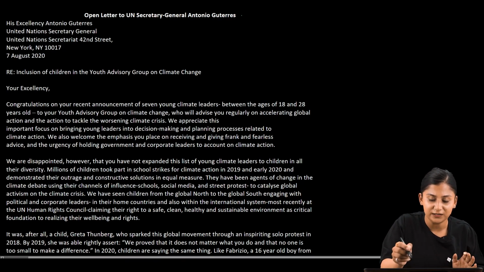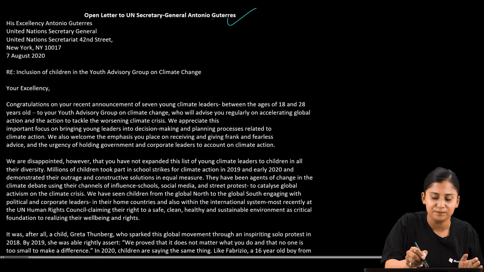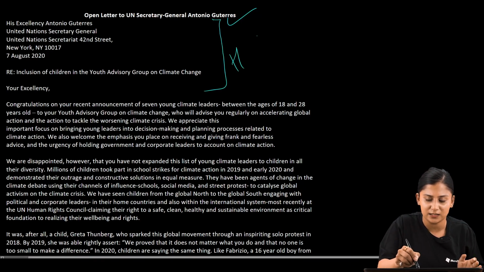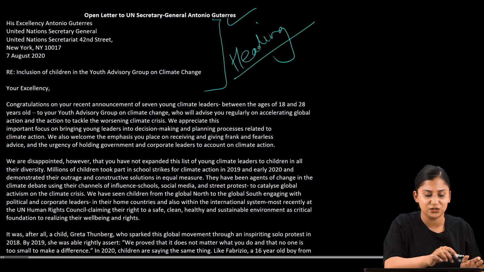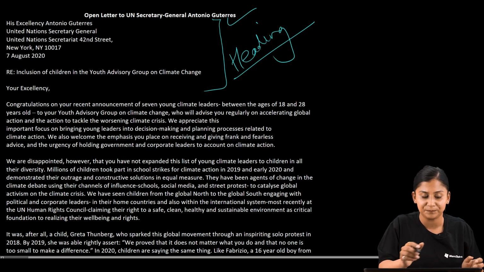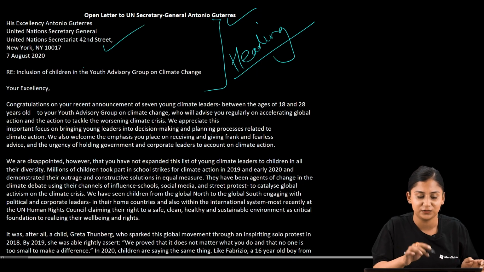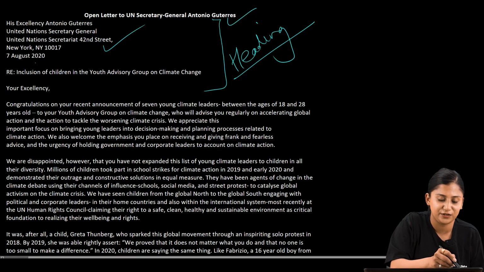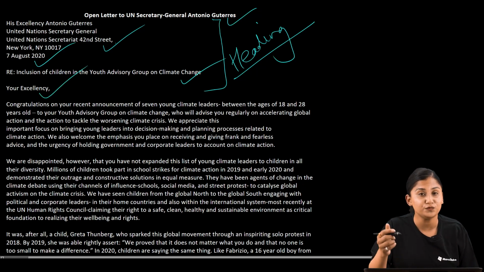First, the title is over here: the letter is to UN Secretary General Antonio Guterres. Now here is the heading. In this heading, the details of the receiver are provided. The letter is sent to His Excellency Antonio Guterres, his affiliation is United Nations Secretary General, and the organization is United Nations Secretariat, which is on 42nd Street, New York. And here is the date line, then the subject line, and here is the salutation. Now moving on to the body.